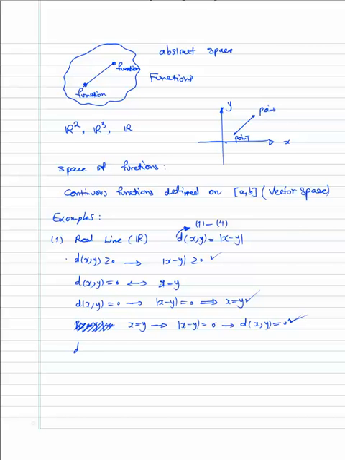What was the third one? d(x, y) should be equal to d(y, x), which we have because we know that the absolute value of x minus y is equal to the absolute value of y minus x. Okay, check. And you can try the last one, which usually is the most difficult one to do. But for this one, it's really simple.